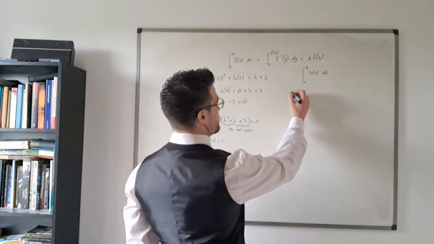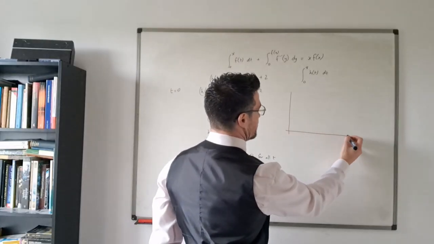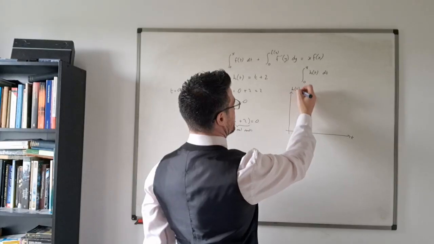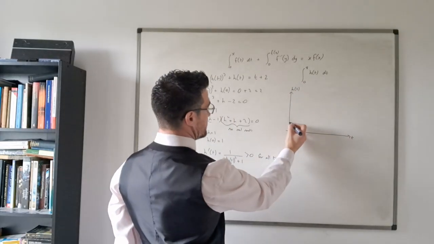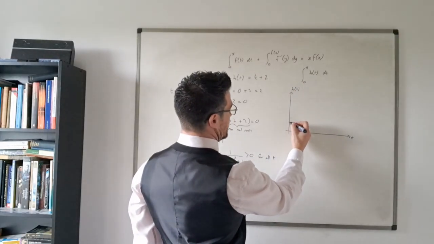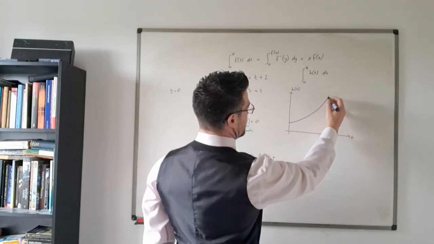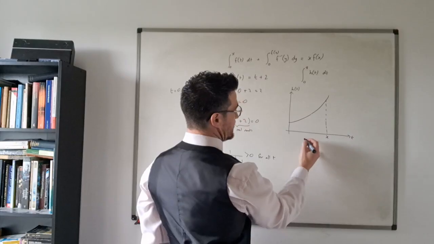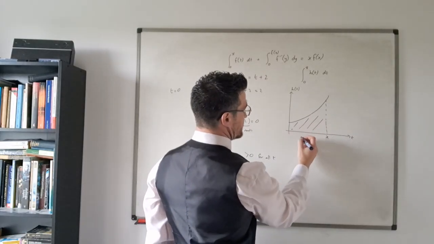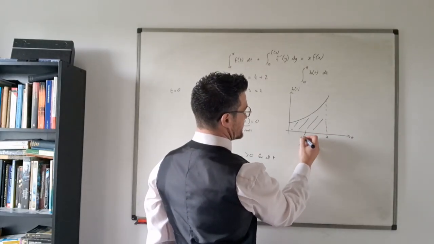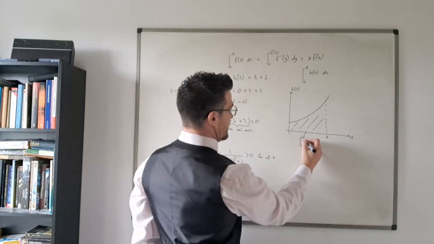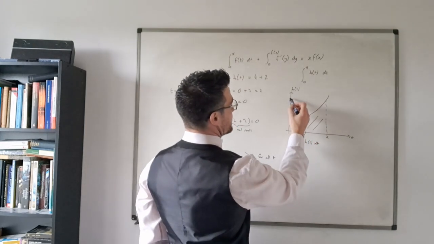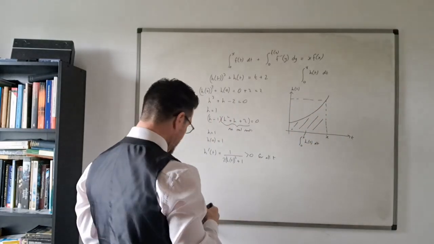What might the graph of this look like? So t, h of t. It goes through 1, and it's got a positive gradient. So let's choose a value x here. What's this area going to be? It's going to be the integral from 0 to x of h of t dt. And, okay, what about this area here then?